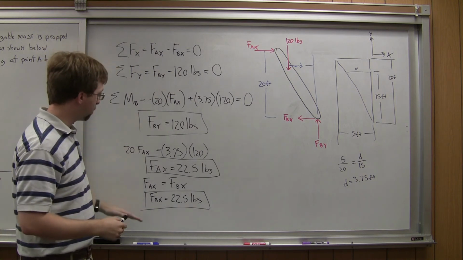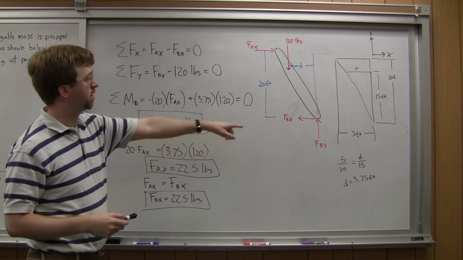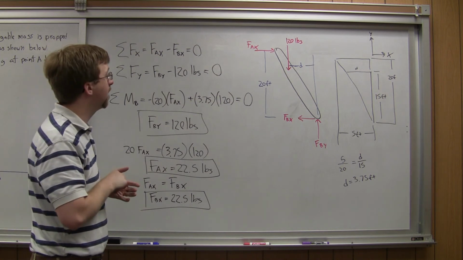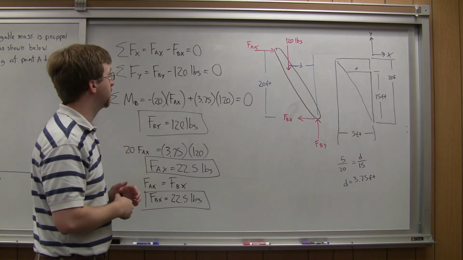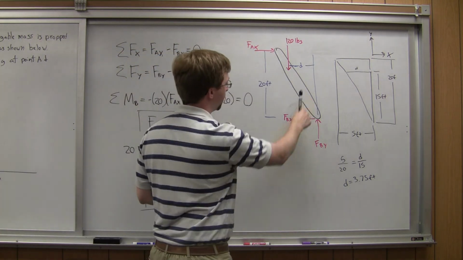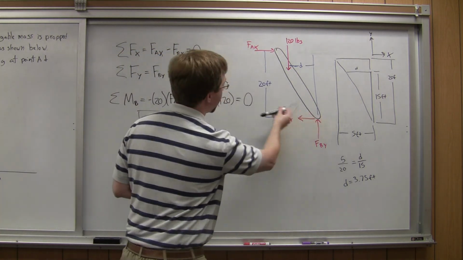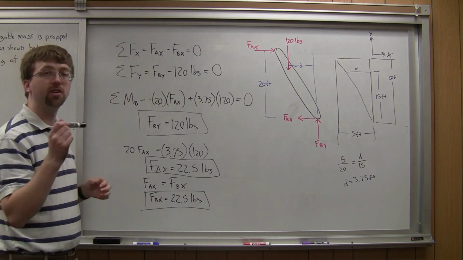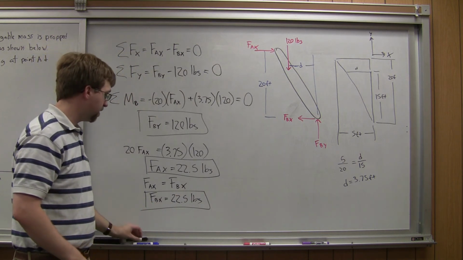And since all of these are positive, that indicates that the vector arrows I've drawn over there are all pointing in the right direction. So FAX is pushing out from the wall, FBY is pushing up, and FBX, the friction force, is pushing towards the wall. So with that, we solved our problem.